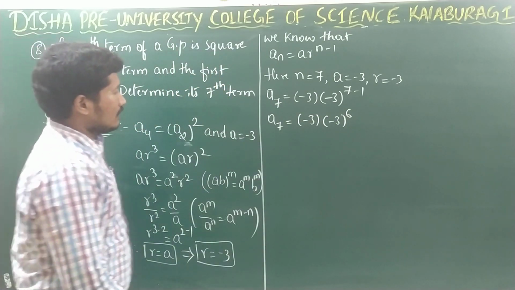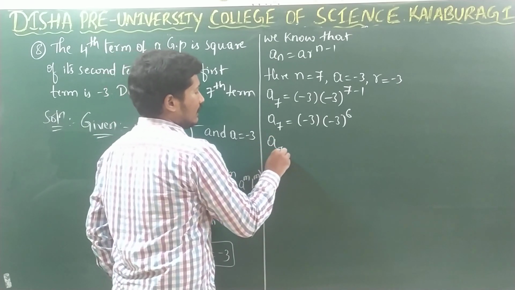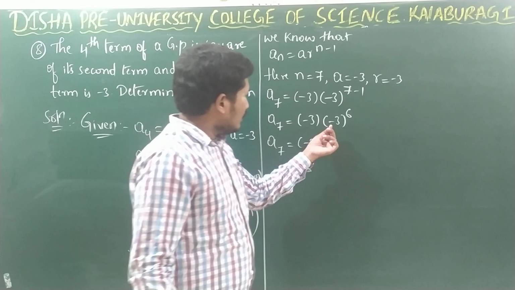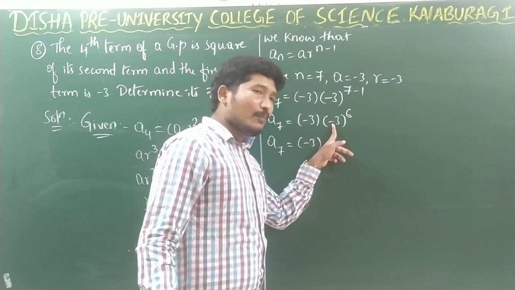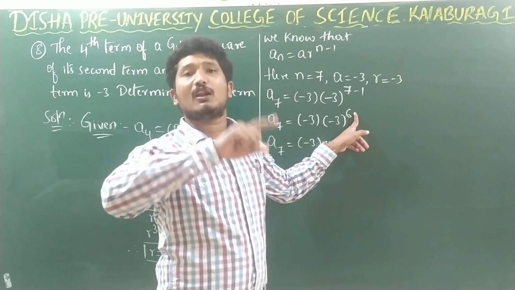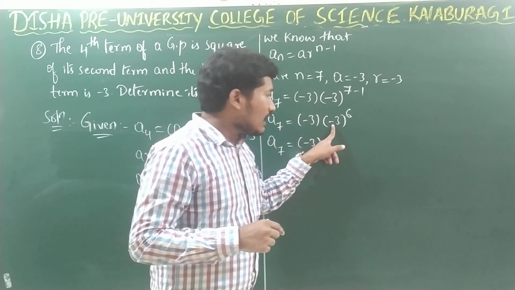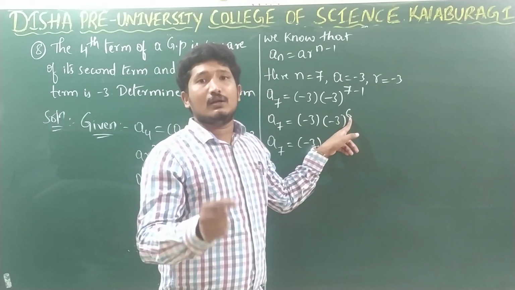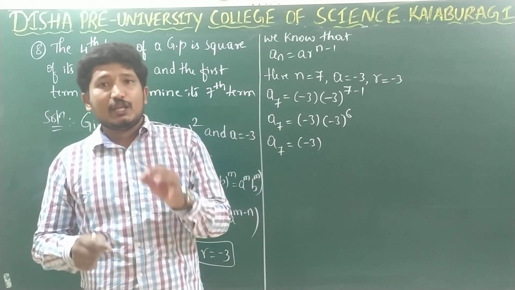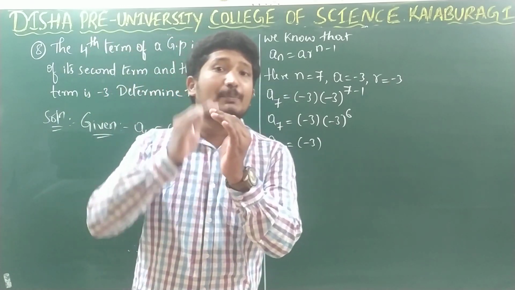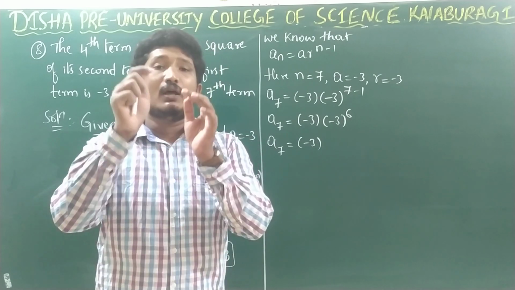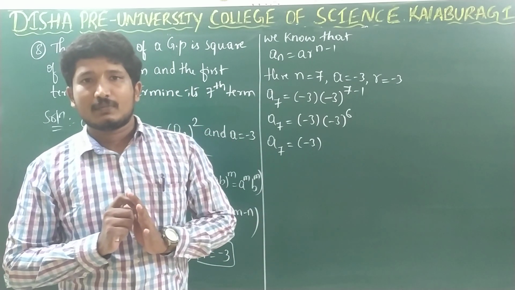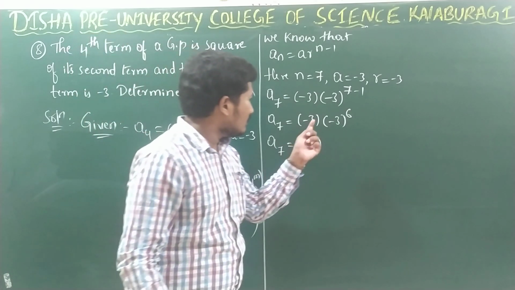Right? Now, A7 is equal to -3 into (-3) to the power 6. See here, you have a negative number to the power of an even number. Right? The number is negative here, -3, but the power is even. So whenever you have a negative number to the power of an even number, the answer will always be positive. Are you understanding my point?